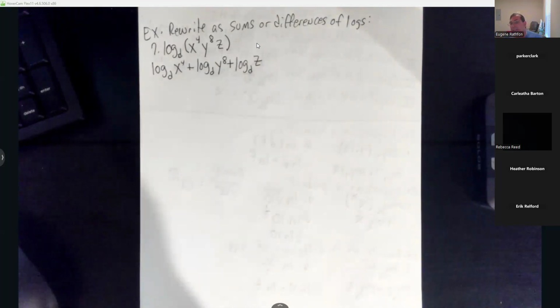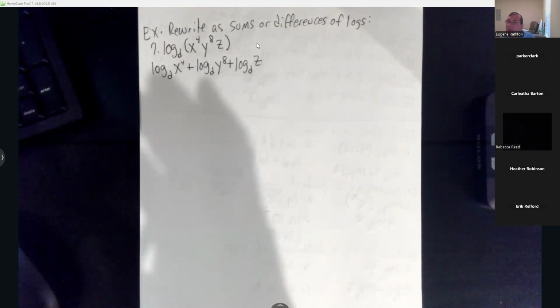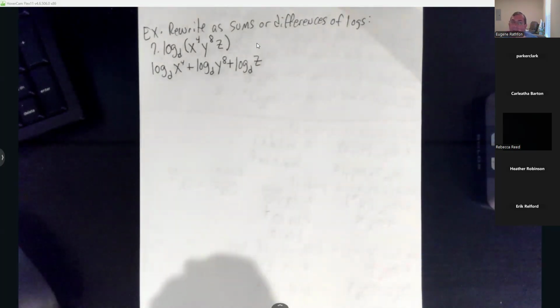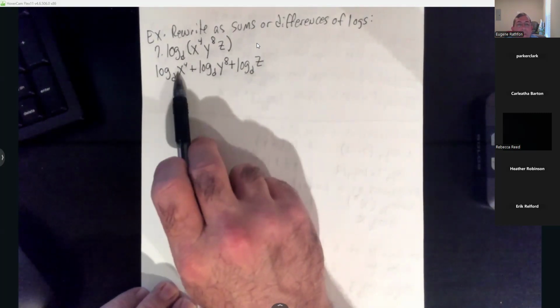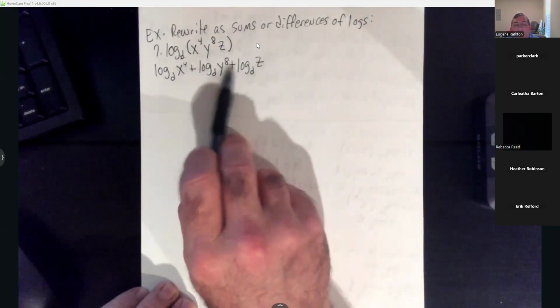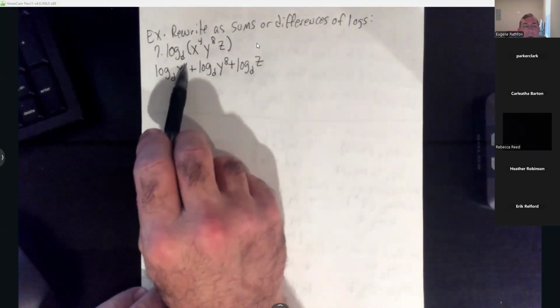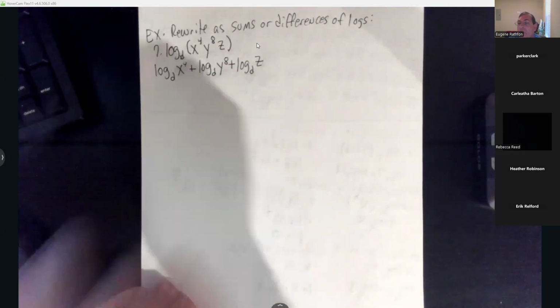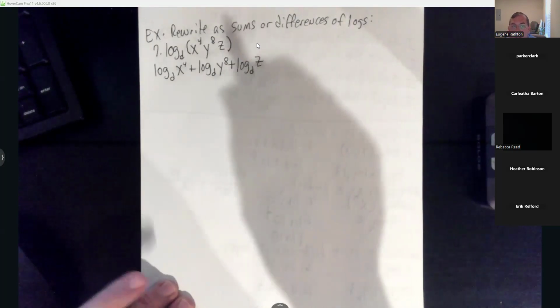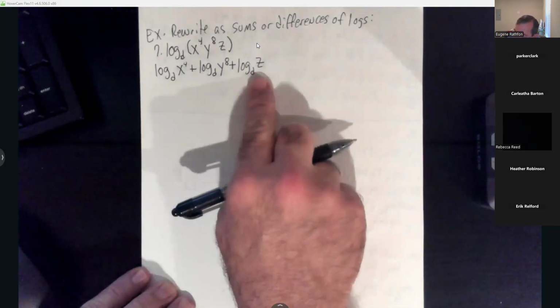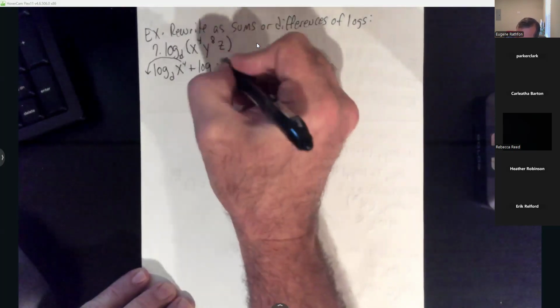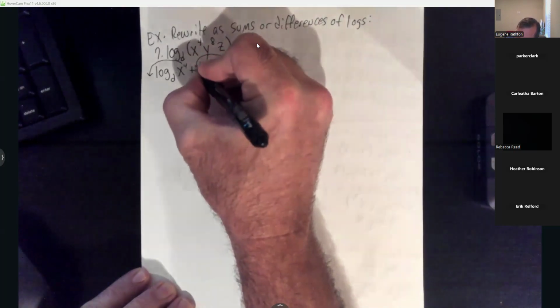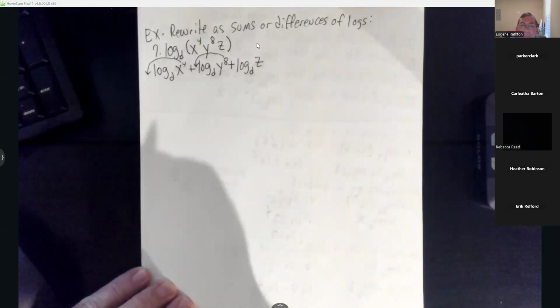Now, this is not what we would consider totally simplified yet because I've got exponents on two of my variables. So now that we've rewritten it as sums, we now got to bring the exponents down using the power rule. Okay? So we've rewritten it as sums, but y'all, if they got exponents, you've got to bring the exponents down to be in the most simplified form.